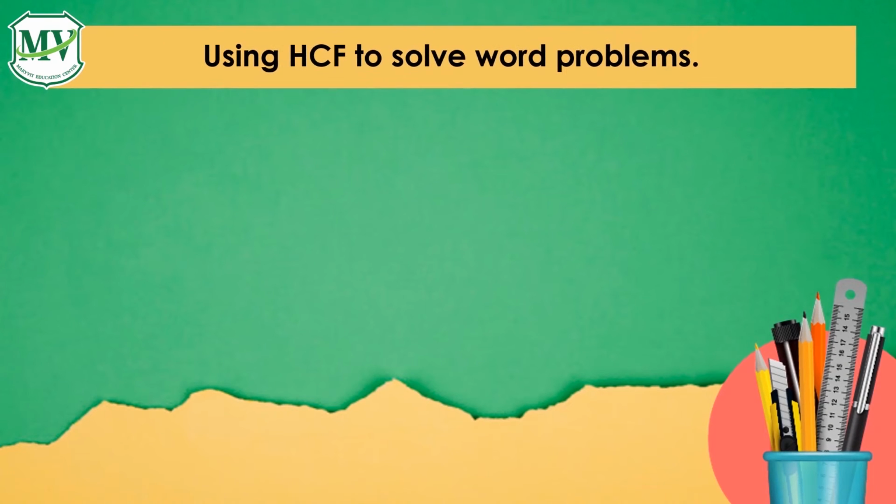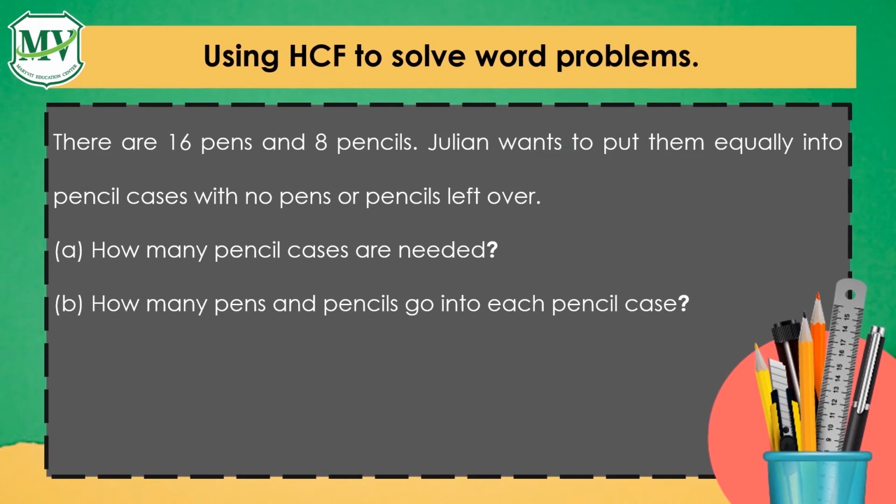Let's have another problem. Let's read together. There are 16 pens and 8 pencils. Julian wants to put them equally into pencil cases with no pens or pencils left over. A. How many pencil cases are needed? B. How many pens and pencils go into each pencil case?